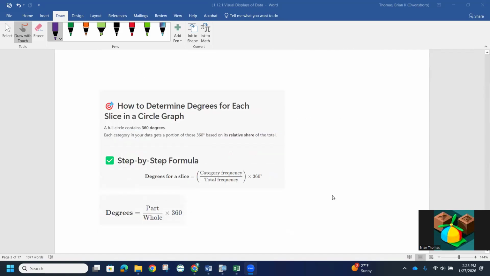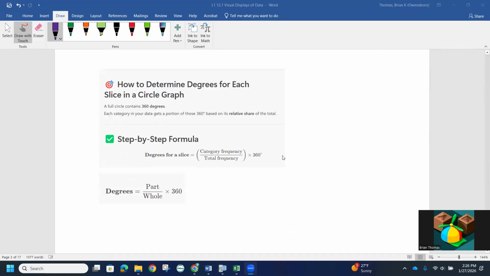So for us, how do we determine the degrees of each slice in the circle? I think that's going to be what our homework is. So take notes, pause the video as you need to. A full circle contains 360 degrees. Each category in your data gets a portion of those 360 degrees based on its relative share.